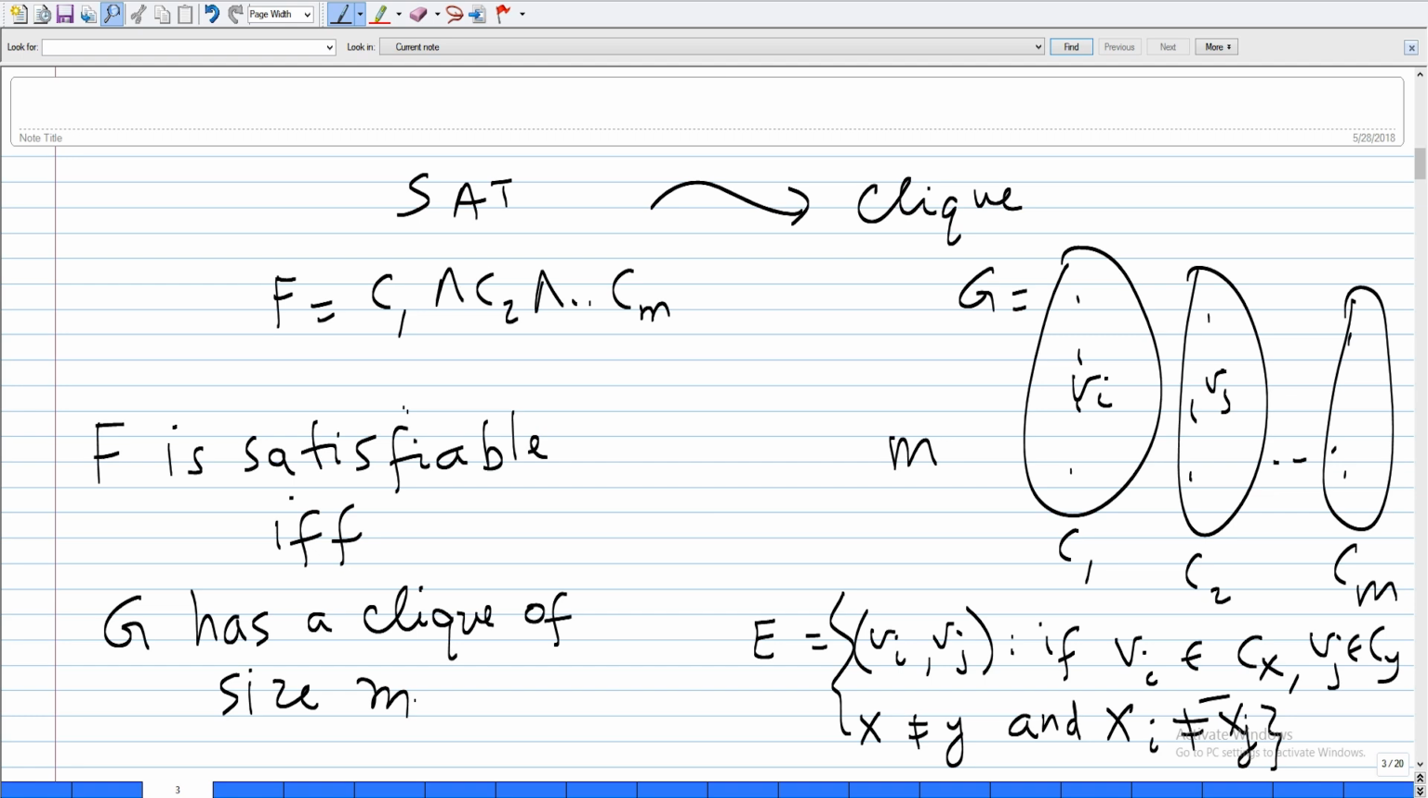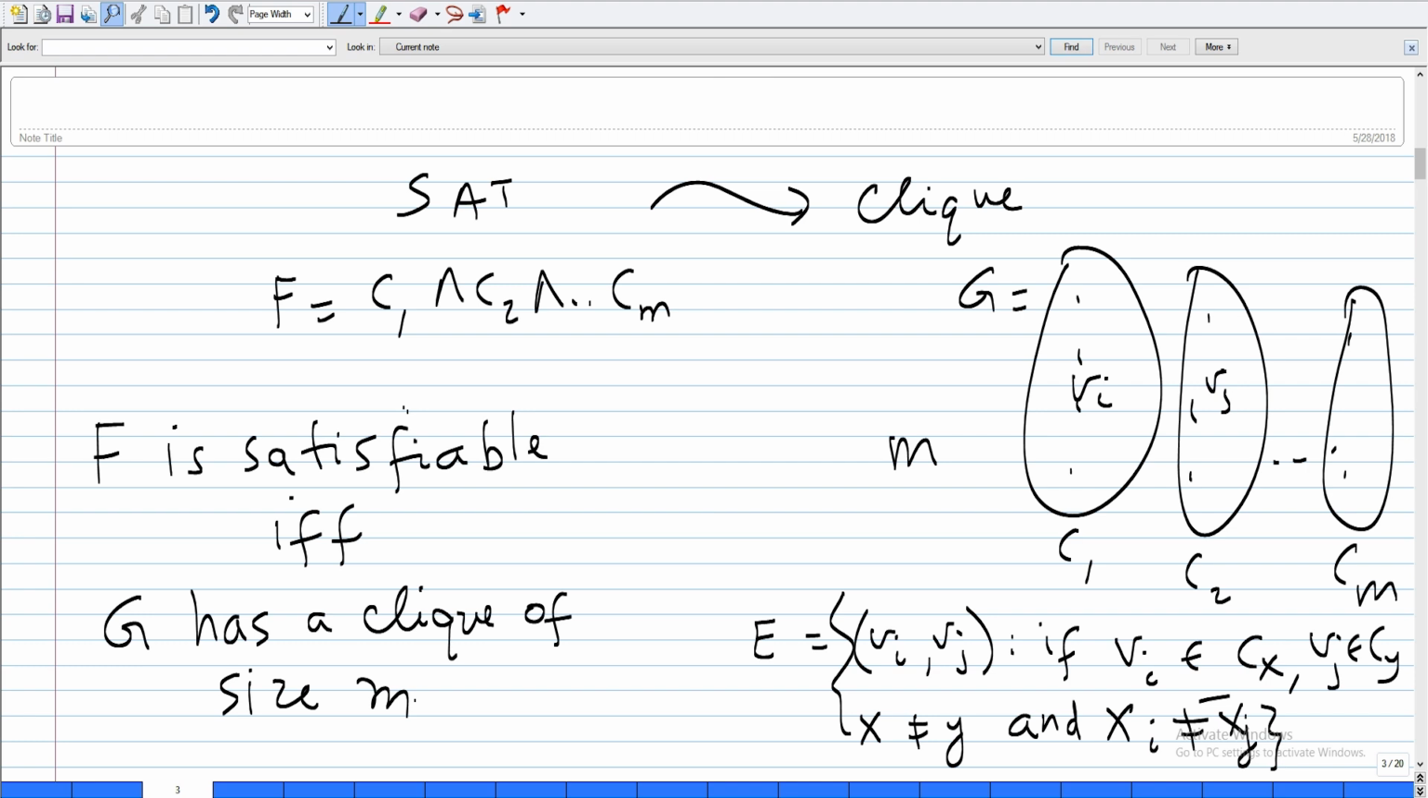I pick those vertices. I claim that they form an M clique. Why do they form an M clique? Because there are edges between every pair of them, and nobody is the negated complement of the other, because otherwise you can't have those variables satisfying these clauses.